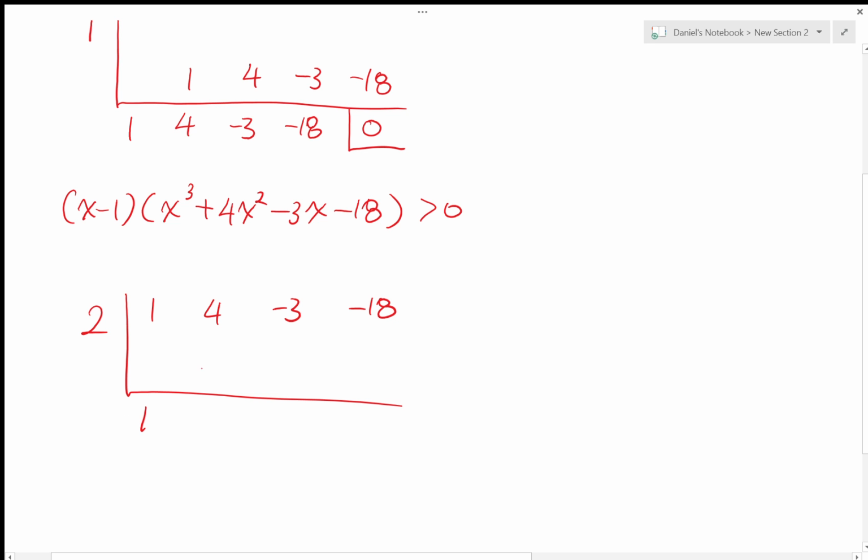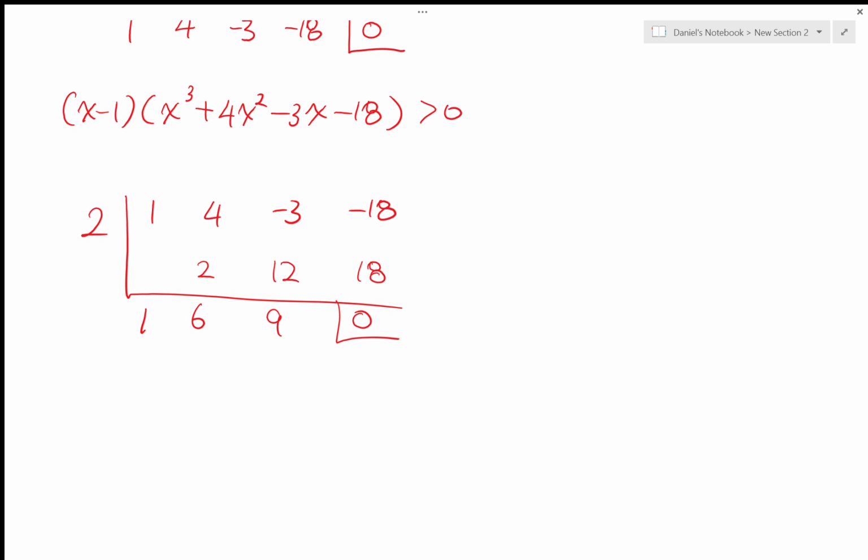So there will be 1 times 2. So, and then we keep doing it. And then we get 9 and then positive 18. So there we go. We have the second factor of this long quartic function. So we have x minus 1, which was the very first one, and then x minus 2. Then we have x squared plus 6x plus 9.